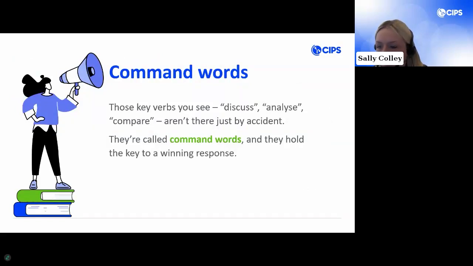So when you see the exam question, the first thing you should do is identify and analyse the command word. Why is this? Because the command word tells you what the examiners are looking for in their response. For example, if the question asks you to evaluate, it means assess the criteria, weigh the evidence and form a balanced judgment.